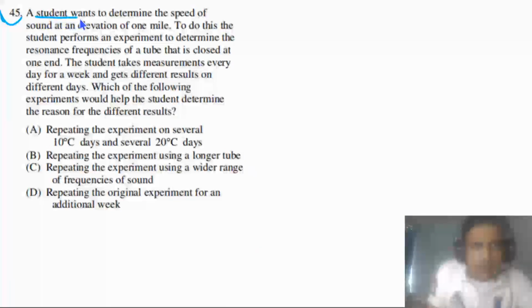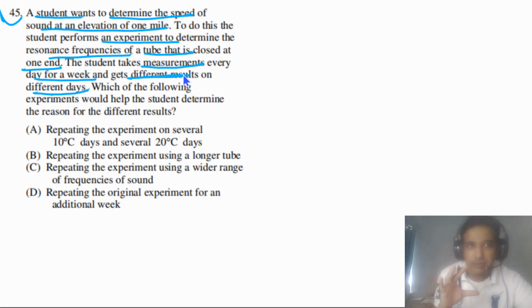Question 45 says a student wants to determine the speed of sound at an elevation of 1 mile. To do this, the student performs an experiment to determine the resonance frequencies of a tube that is closed at one end. The student takes measurements every day for a week and gets different results on different days. Different results means the student gets different values of speeds on different days. Which of the following experiments would help the student determine the reason for the different results? Means what kind of experiment the student can arrange to find out why his results are different.